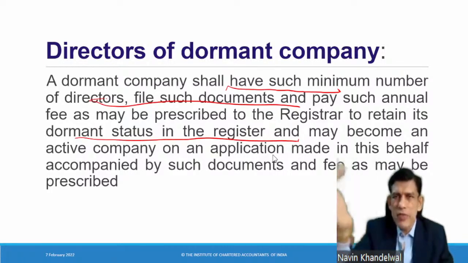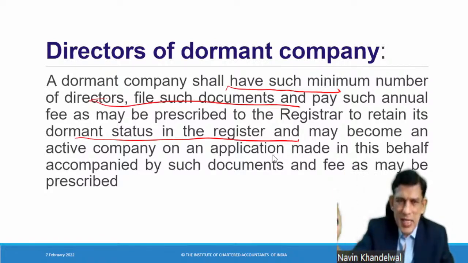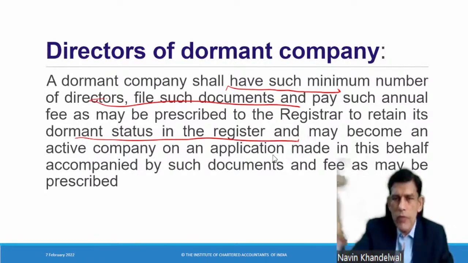So we need to ensure that we should have a minimum number of directors. We should pay such annual fees, which may be less than the requirement for a normal company. So these are all prescribed. Again, we need to refer to the rules. Whatever the rule says, as per the rules, we need to maintain the minimum number of directors and pay the fees for keeping the status of the company as a dormant company.